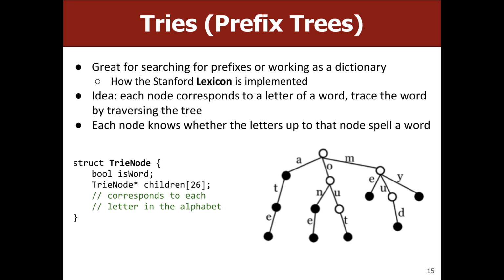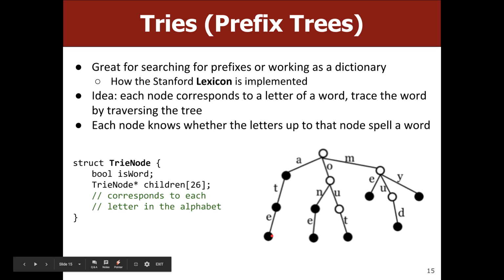So the way a trie works is each node is used for storing strings. This is how the Stanford lexicon is implemented. Each node has 26 children pointers, one for each letter in the alphabet. If you were doing a lexicon for some other language, you might have more or fewer pointers depending on the size of that alphabet. If you follow the A pointer, then the T pointer, and then the E pointer, you would spell out the word ATE.